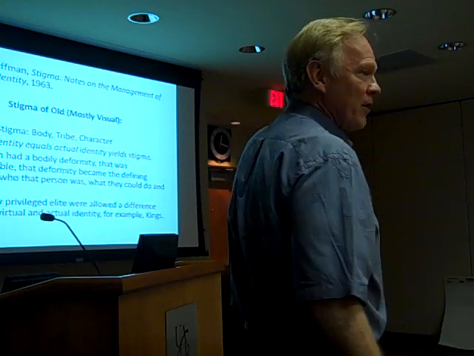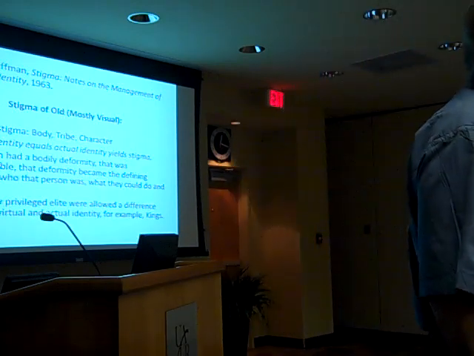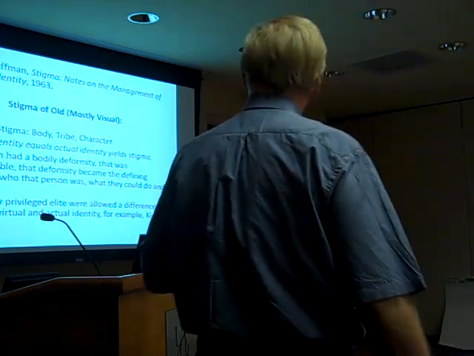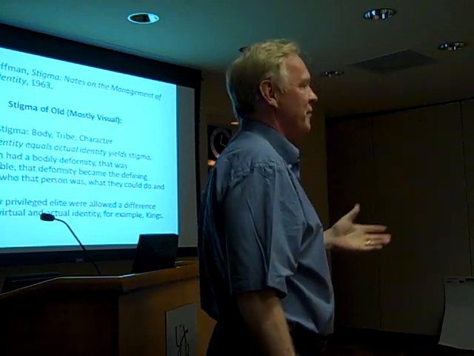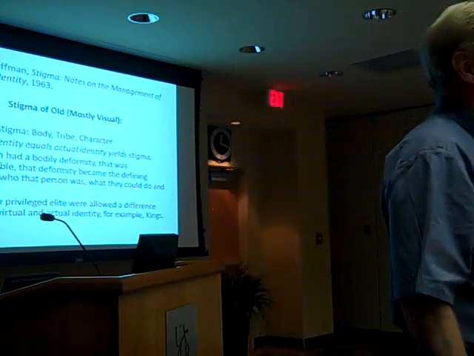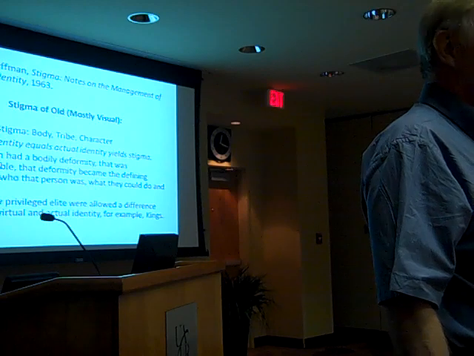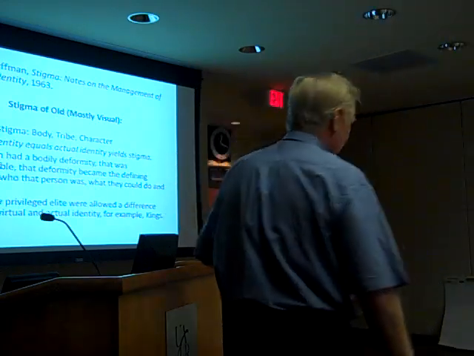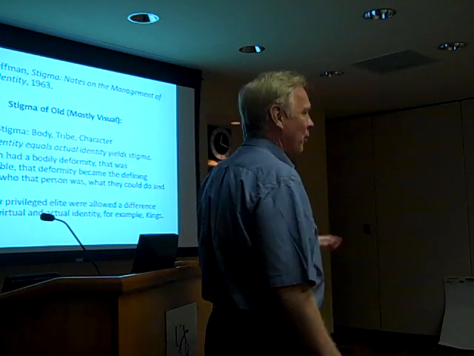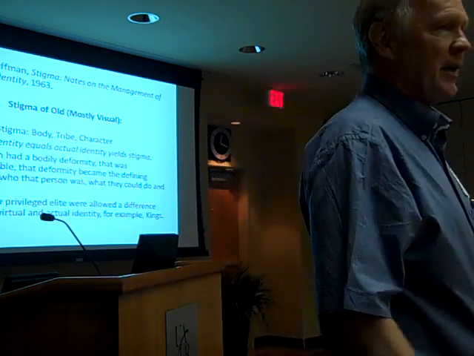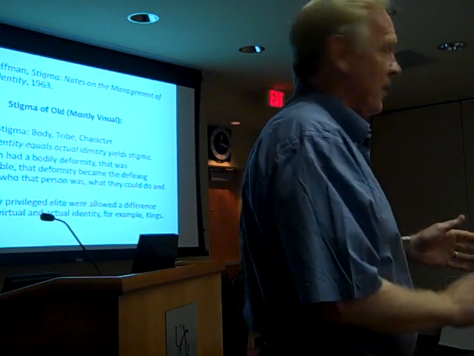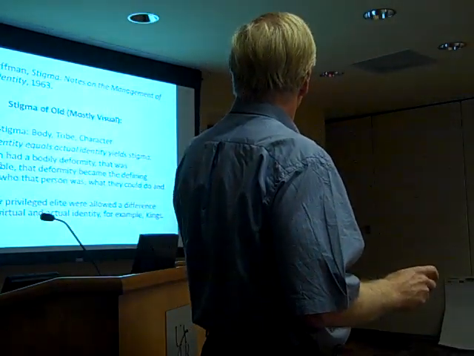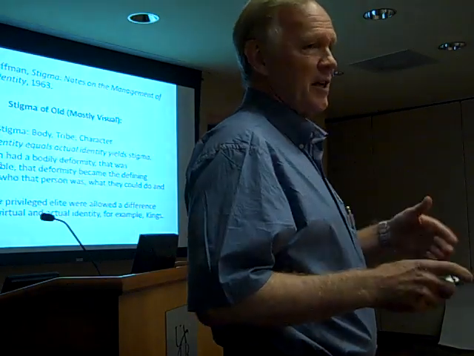You may remember that Erving Goffman wrote this fantastic book that everybody still reads, back in 1963, called Stigma: Notes on the Management of Spoiled Identity. And in it, he gives a history of the way in which human beings in various societies have stigmatized folks over time. He talks about bodily stigmas and tribal stigmas and character stigmas. And the big point that he gets to is that in pre-modern times, the way in which people got spoiled was that their actual identity and their virtual identity were the same.